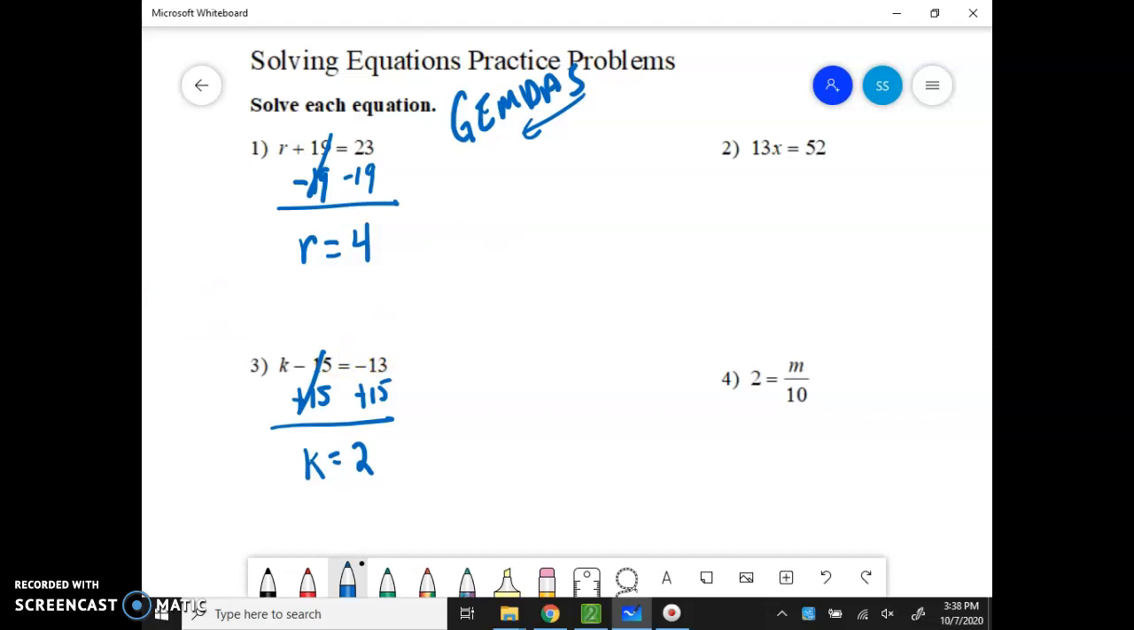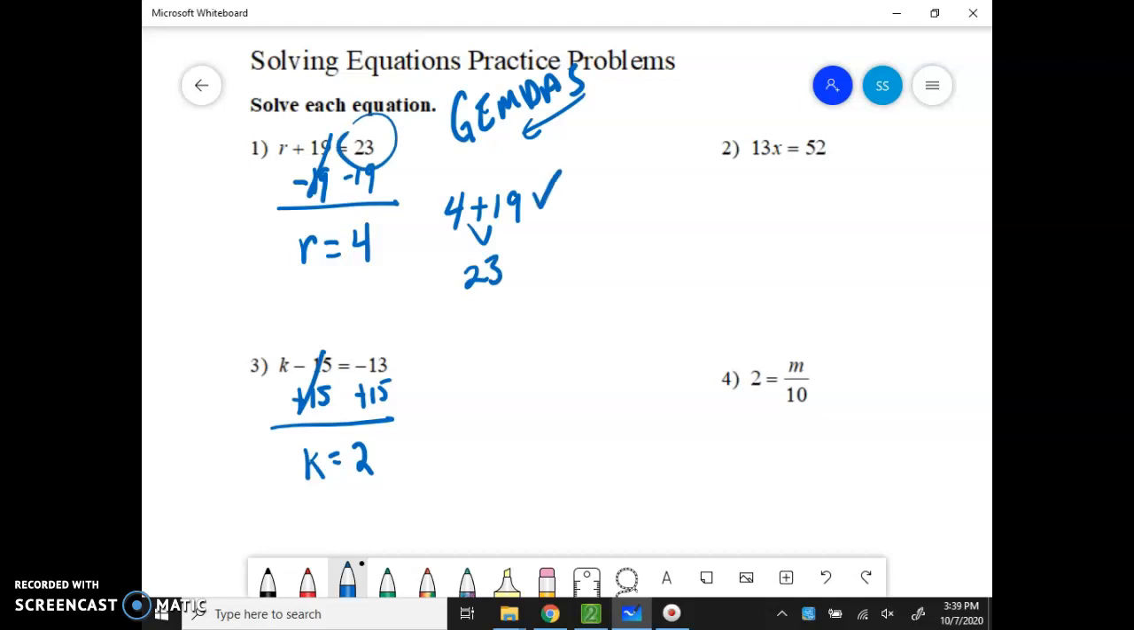And speaking of checking your answer, I should go ahead and do that too, huh? Keep in mind with equations, you can always check your answer, right? Once we figure out r or k or whatever the variable is, we can plug it back in and make sure we get the right answer. So for number 1, we said that r was 4. 4 plus 19, does that equal 23? That's what we started with, so we're good to go.